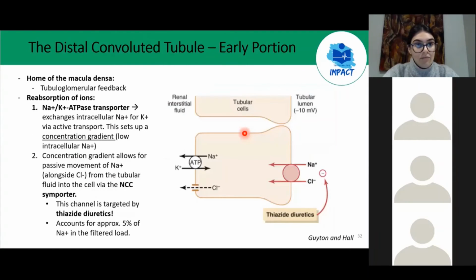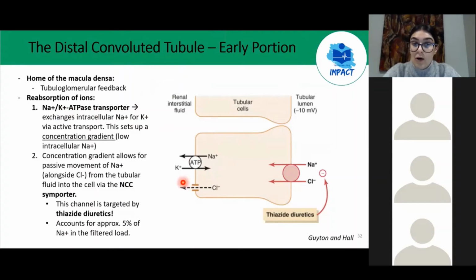All right, the distal convoluted tubule. Now we've moved on from the loop of Henle into the distal convoluted tubule, and there are two portions: an early portion and a late portion. This is where the macula densa lives, and it's the home of the tubuloglomerular feedback. This is also where a lot of the reabsorption of ions occurs, and this occurs via the sodium-potassium ATPase transporter.